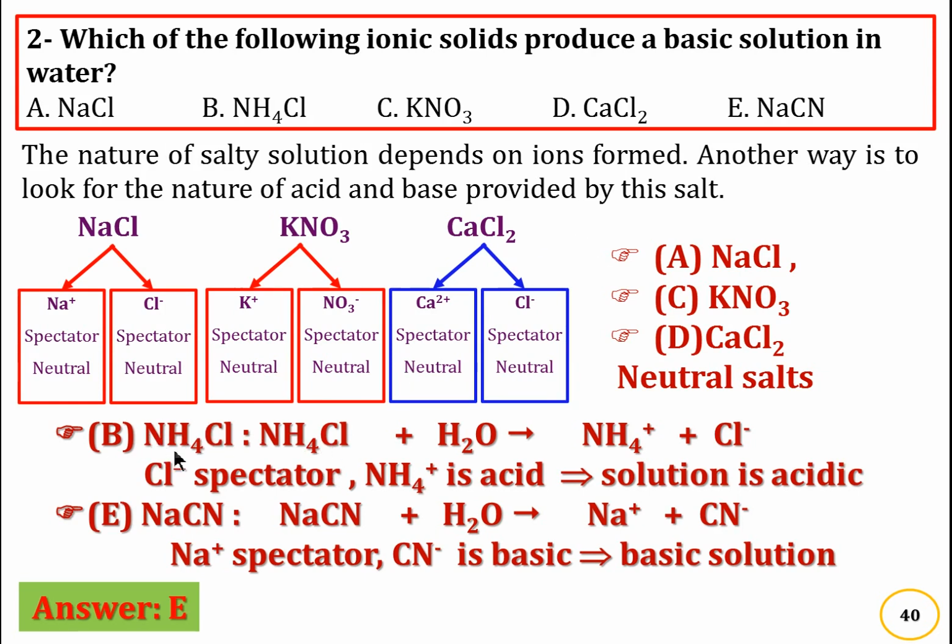If we consider NH4Cl, the cation NH4+ is provided by the weak base NH4OH, and the anion Cl- is provided by the strong acid HCl, so the solution is acidic. In the case of NaCN, the cation Na+ is provided by the strong base NaOH, and the anion CN- is provided by the weak acid HCN, so NaCN is basic.